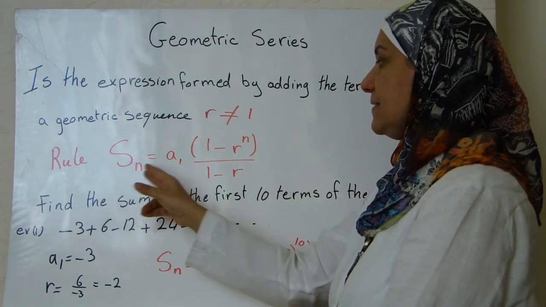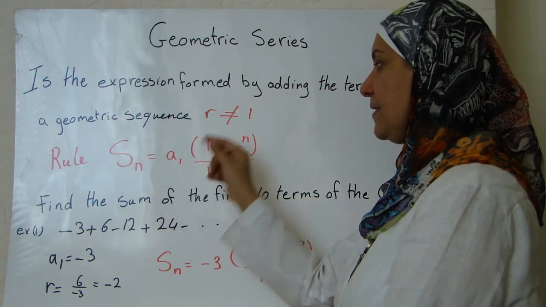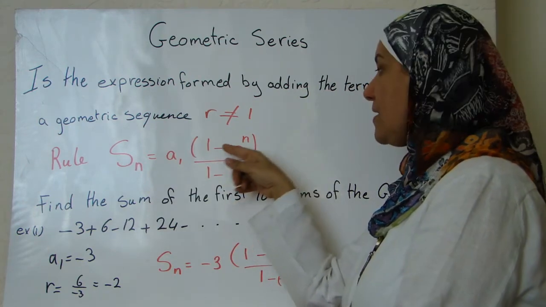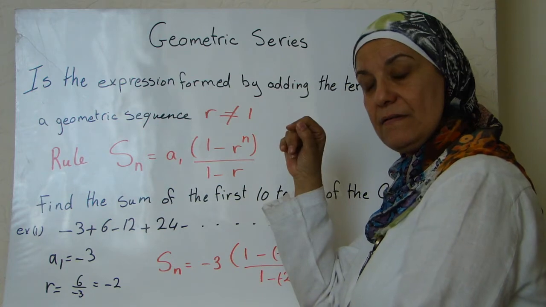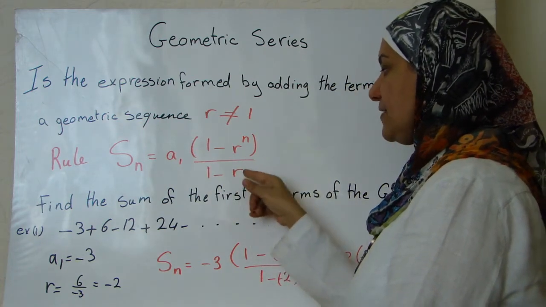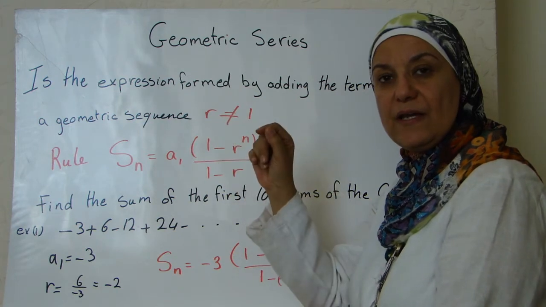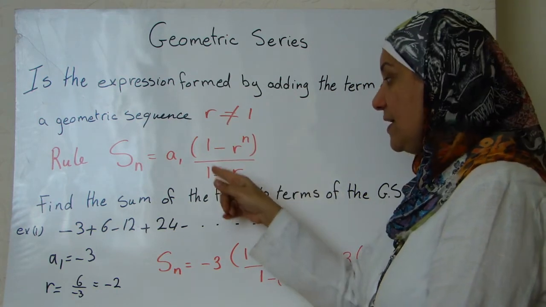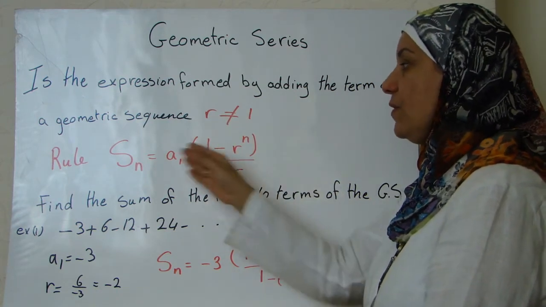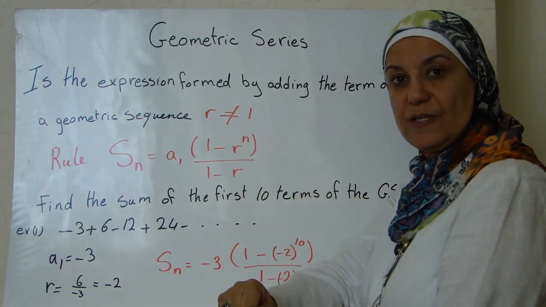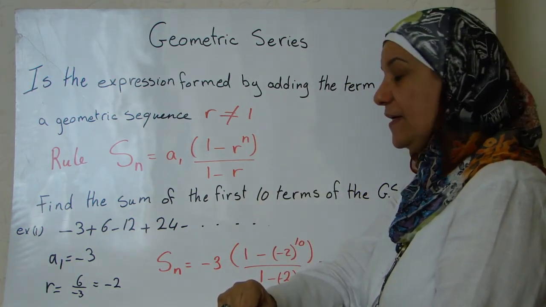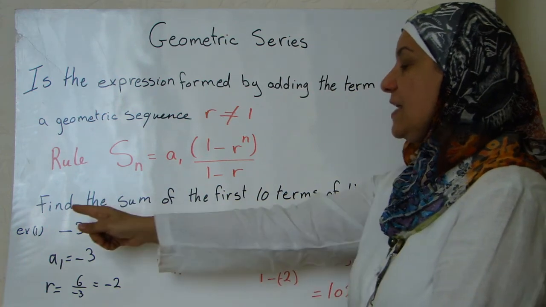The rule says a1 multiplied by 1 minus r^n over 1 minus r, and that's why we said my r is not going to be equal to 1, because if it does equal 1, then I'm going to divide by 0, then this whole thing is not going to exist, because I cannot divide by 0. Let me have an example.